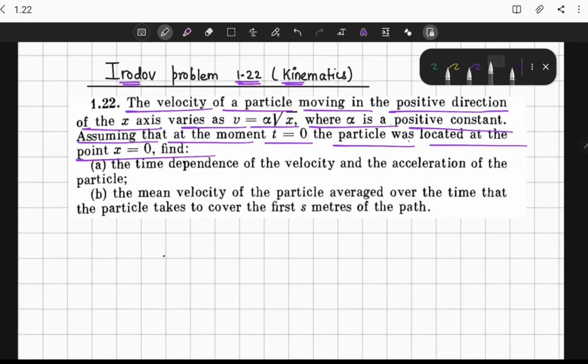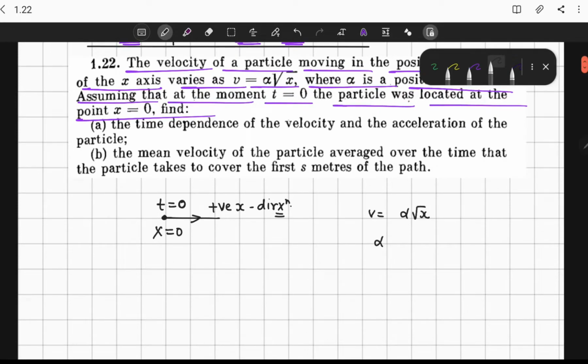So let us say this is the point at which t is equal to 0 and x is equal to 0, and the particle is moving in the positive x direction because the velocity is given as alpha root x and x can only be positive. And here alpha is the positive constant.